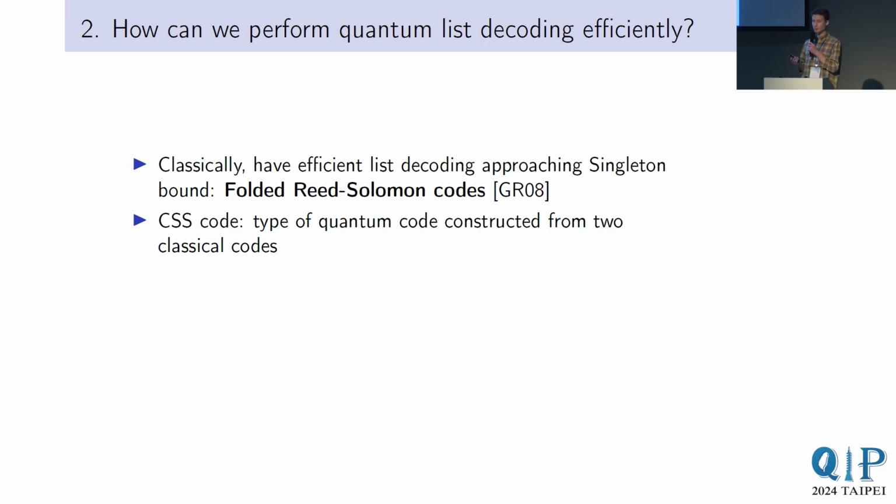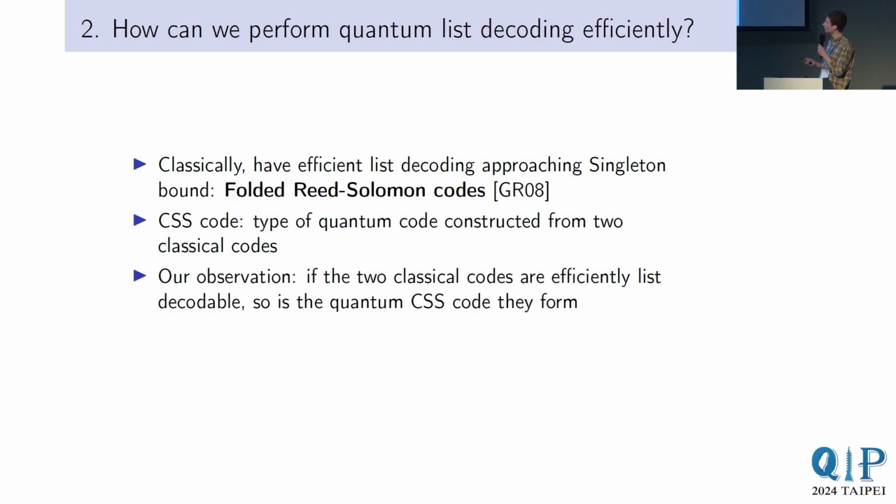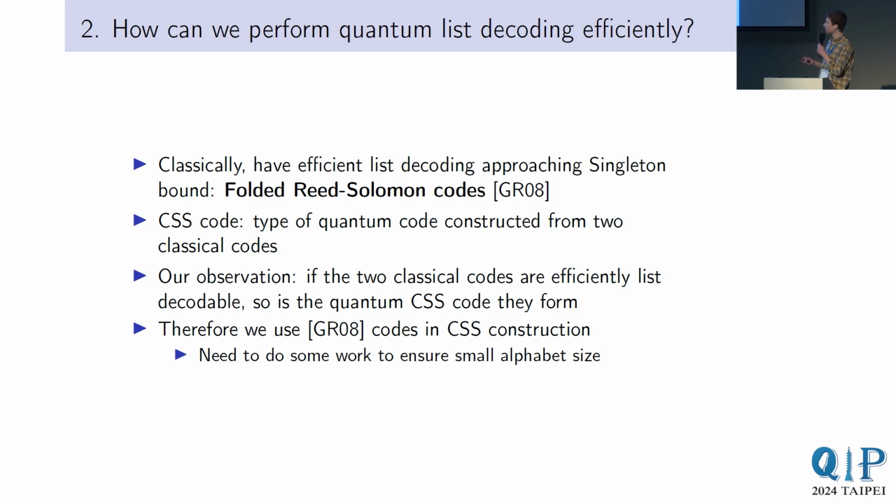And as I'm sure many of you are aware, quantumly you can construct a quantum code from two classical codes. This is just what CSS codes do. And we can observe that if the two classical codes in a CSS code, like the X and Z codes, are efficiently list decodable, then so is the quantum code that they form. This is almost by definition if you just trace through all of the definitions here.